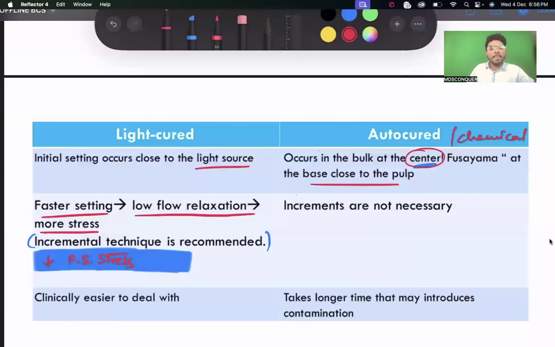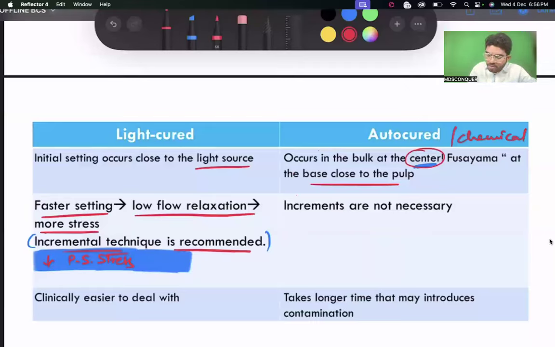Whereas in a light cure methodology, you can follow the incremental technique that most of us practice in our college. By using the incremental technique, we are trying to reduce the polymerization shrinkage. But this incremental technique is not necessary in the case of chemical cure. So it is clinically easy to deal with, but clinically it's going to take a longer time. That leads to more contamination. I hope you're clear with the basic difference between light cure and chemical cure.